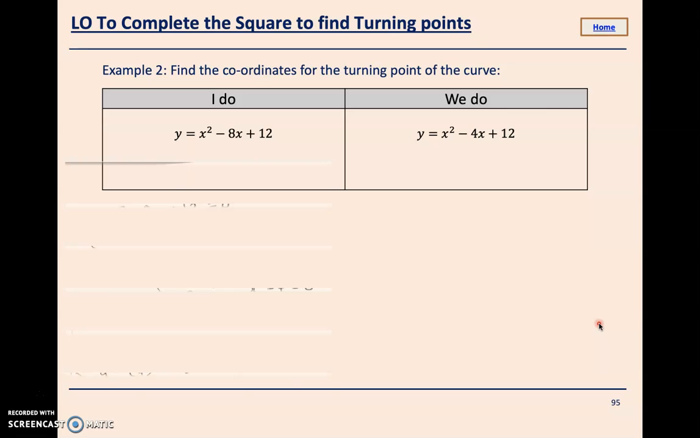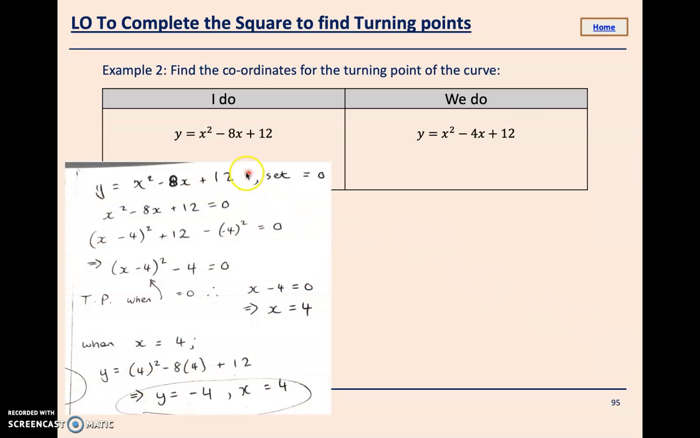Let's have a look at another. So again, we're going to set this equal to 0 to help us with our completing the square. So we end up in our brackets with x, half of this split, minus 4 all squared. We keep the 12, and we need to take away this squared. So when we simplify this, this squared is going to be equal to positive 16. So 12 subtract 16 is going to give us negative 4.